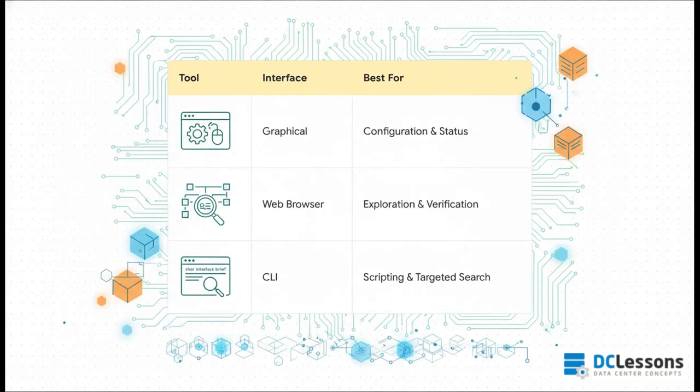So at the end of the day, it's all about picking the right tool for the task at hand, right? For your everyday configuration and just checking the high-level status, the APIC GUI is your best friend. When you need to explore and really understand how things are connected, you'll fire up Visor. And when it's time for automation, scripting, or just super fast lookups, moquery is the way to go. If you can master all three of these, you'll have complete control over how you interact with your ACI fabric.